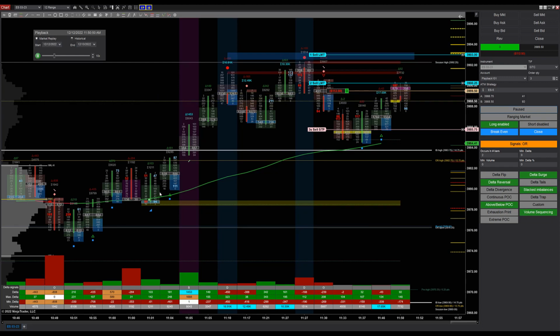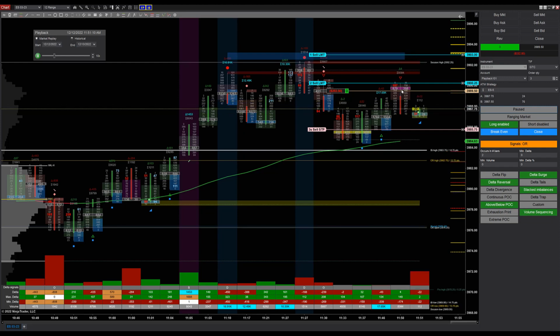You've got to be mindful of those. There's POC at the upper end of the range here, more volume stacking. Looks like we've got a little imbalance here. Now, of course, I'm running it 10 times speed here, so this is just for the demonstration's sake, but you can kind of see how this would play here.